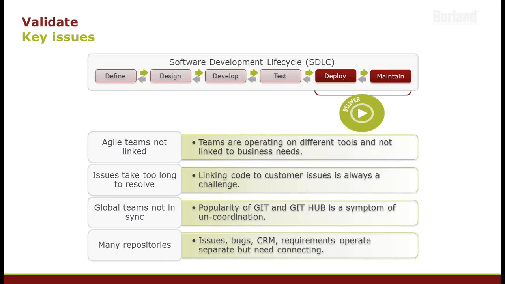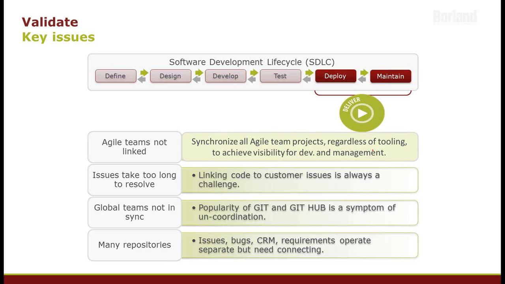Agile teams are not linked at all. Teams are operating on different tools. They're working in silos. And being in silos, they're not linked to the business needs at all, which is the ultimate factor on which the success of the project is going to be determined, the business needs, right? So how do we manage that? Synchronize all Agile team projects, regardless of the tools they are using, to achieve visibility for development and management.